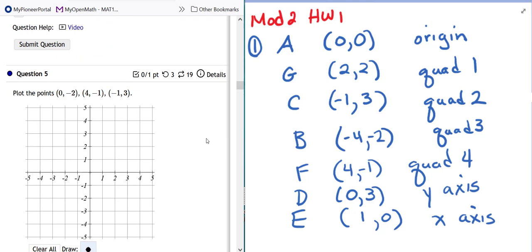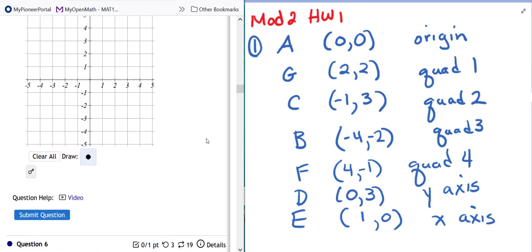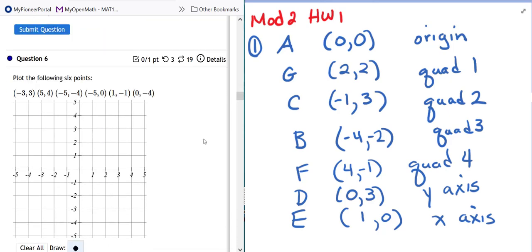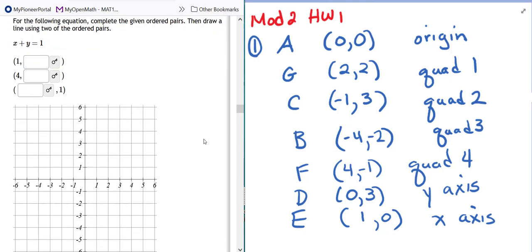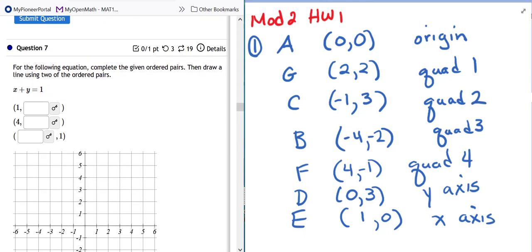All right, and I'm going to skip 5. You're just going to put all 3 of those on the same grid. And I'm going to skip 6. You put all 3 on the same grid. And we'll go to 7.